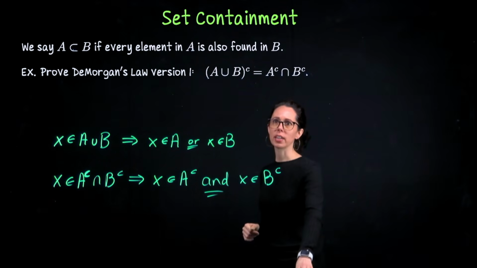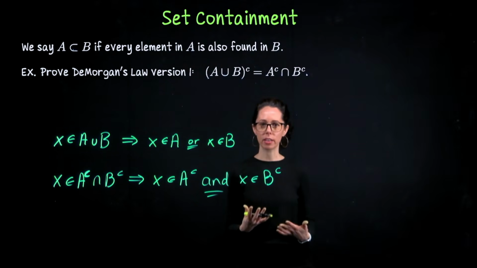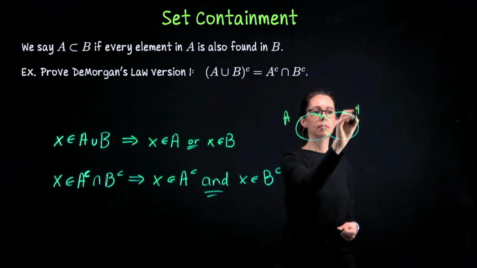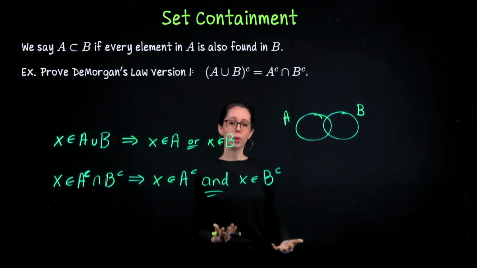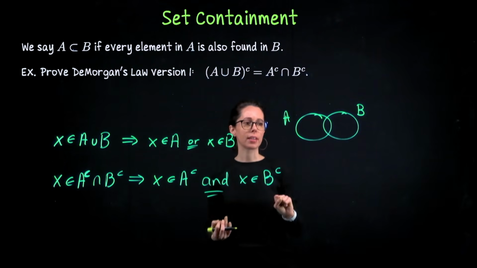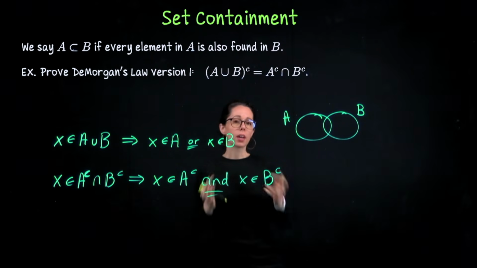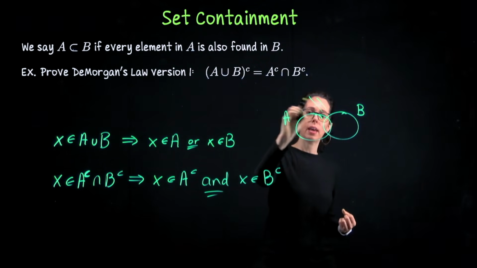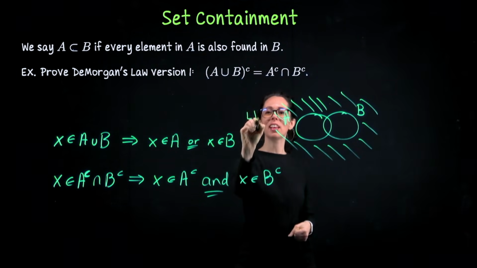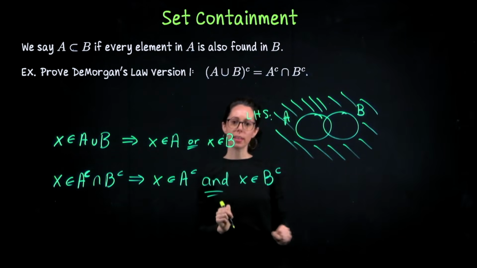We could actually try to sketch this with a Venn diagram. I don't recommend over-relying on Venn diagrams, but sometimes it's nice just to illustrate a concept. So if I have set A and set B, the union of A and B is like filling in both of these disks. So A union B, what I've written down here, would be both of these disk regions together. The complement of that is everything outside. So what I've done here is the left-hand side of De Morgan's law. A union B complement looks like this.